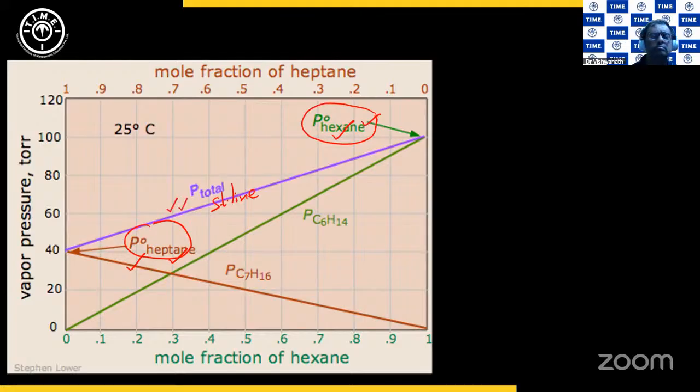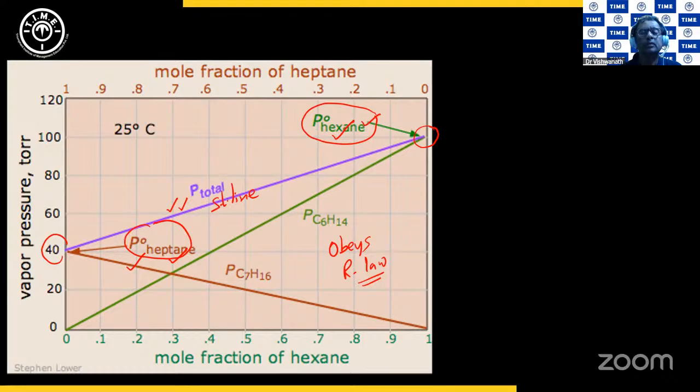I think there is some mistake here. Heptane with a greater molecular weight should have less vapor pressure. Correct. More boiling point, less vapor pressure. So this is at close to 40, and that is at close to 100. Clear? So this is obeying Raoult's law. So this is like an ideal solution, heptane and hexane, n-heptane and n-hexane. Clear? So now we'll move on to non-ideal solutions.